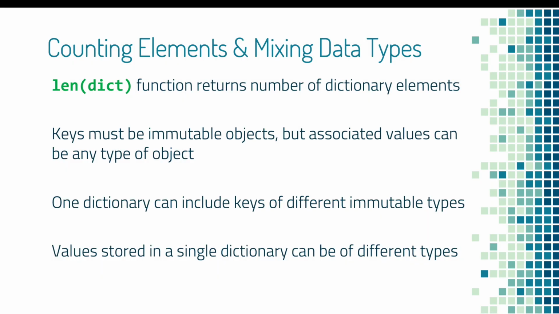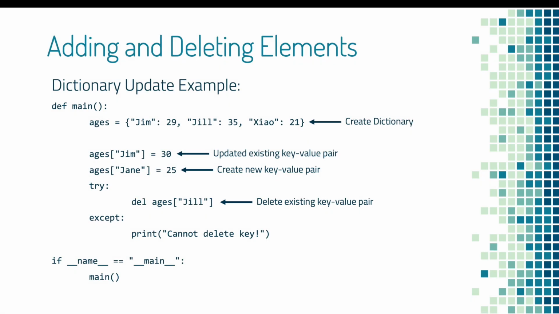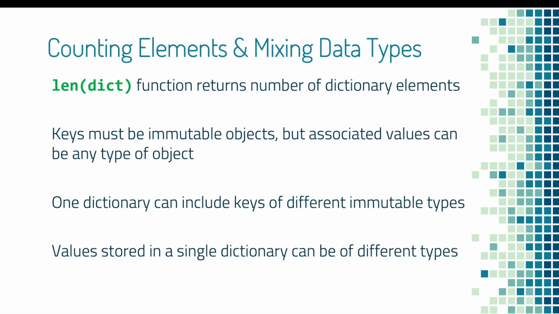All right, so just like with lists, and this is the reason we start with lists, a lot of the stuff you learn with lists can apply to other things. For example, the length function, if you take the length of a dictionary, returns the number of dictionary elements. This is not the number of keys and values, it's just the number of entries. Each key value pair makes up one entry. So if I have Jim, Jill, and Zhao, and I take the length, it's going to give me 3, not 6. That's how you can get the number of entries in a dictionary.